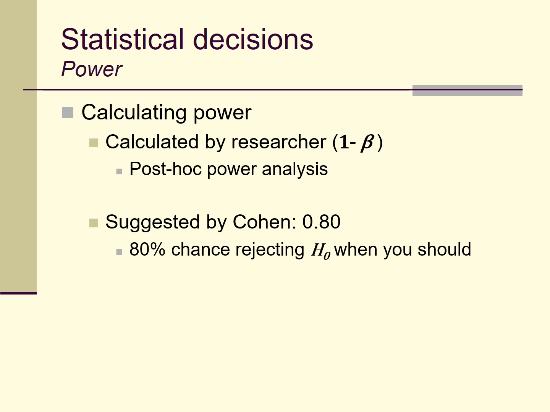We can calculate power different ways. It is, by definition, 1 minus beta. So if you're not making a false negative, you must be making a true positive. So with Cohen's guideline of 0.20 for beta, we get a power of 0.80, so an 80% chance of detecting, of rejecting the null hypothesis when we should. Again, this is something that Cohen argued should be our goal to shoot for.